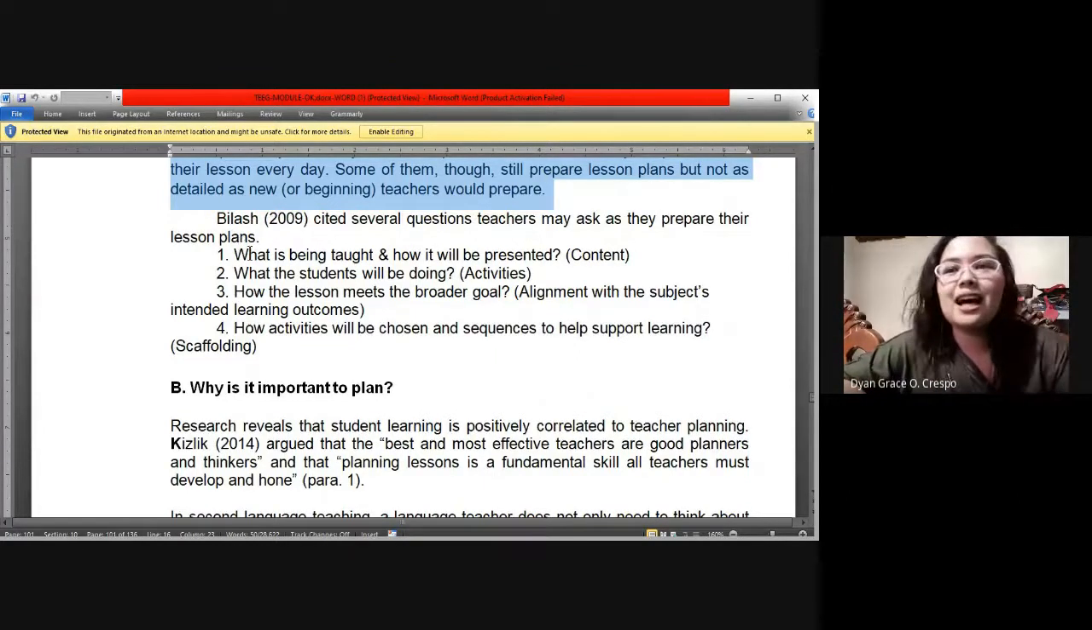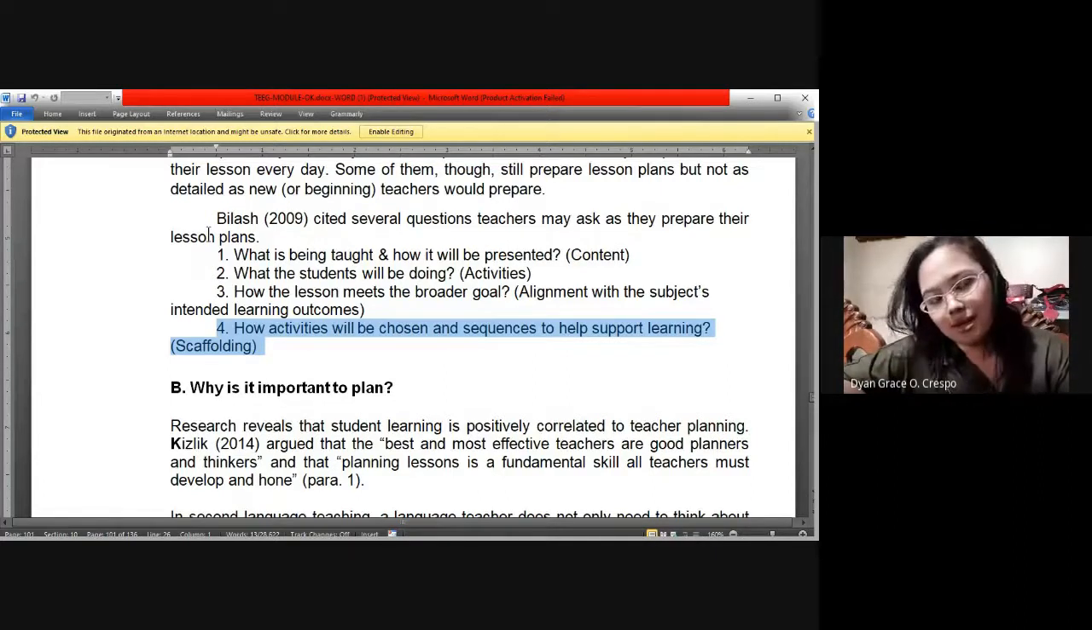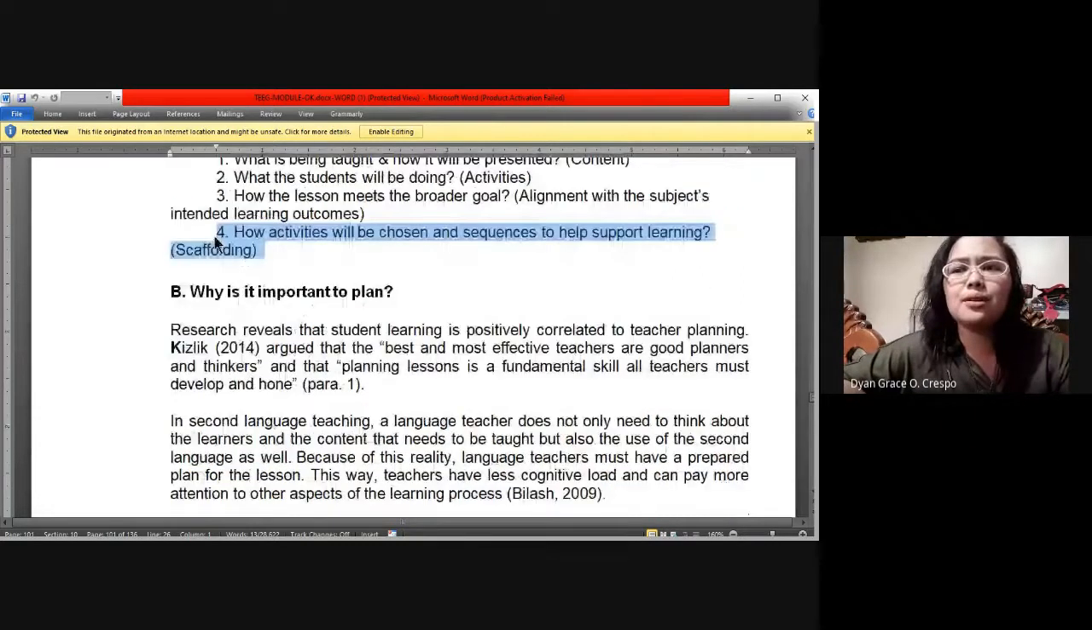Bill Ash 2000, I cited several questions teachers may ask as they prepare their lesson plans. 1. What is being taught and how it will be presented? Yun yung content. What the students will be doing? Yun yung activities. How the lesson meets the broader goal, so alignment with the subject intended learning outcomes. And how activities will be chosen and sequenced to help support learning. Yun yung scaffolding. So these are the different questions that the teacher asks before making a lesson plan. Okay?